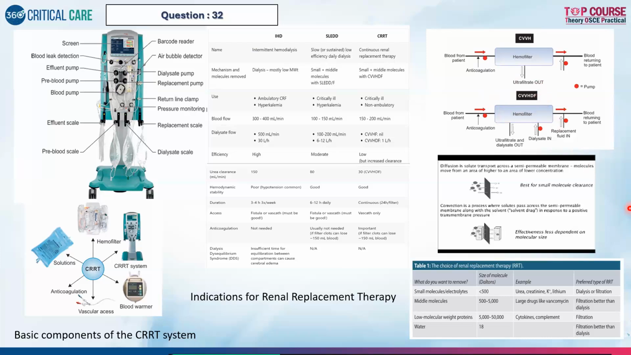And which renal replacement therapy is used for what kind of molecules? So what are the molecules we have? The small molecules or the electrolytes like urea, creatinine. So the best for small molecule clearance is the diffusion technique, and best for large molecule or mid-size molecule clearance is the filtration technique.